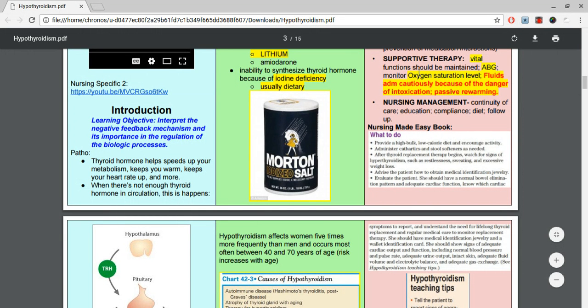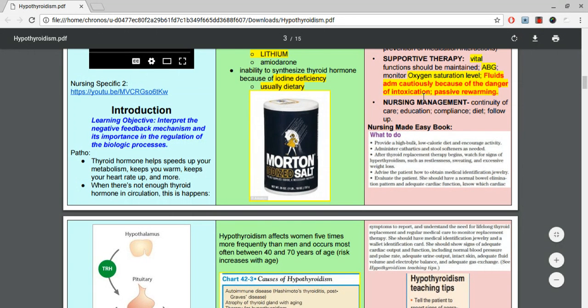So, what you do when they have hypothyroidism is you provide a high bulk, low calorie diet and you encourage activity because remember these patients have this enormous weight gain, and I know it doesn't happen for all patients with hypothyroidism, but with regards to this lecture, the professor really stressed that the patients are going to be fat, fat, fat. That's what she said. So that's something to keep in mind that you need to put them on a low calorie diet, okay?